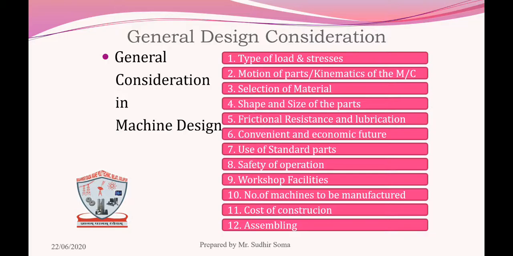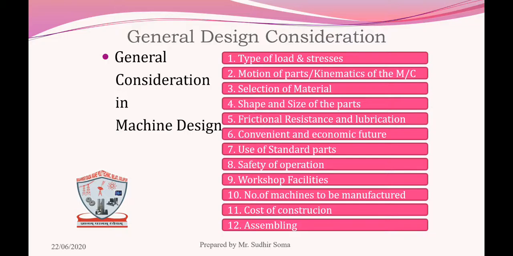So, what is the type of load? Various types of loads act on the machine component, because due to these, internal stresses are set up. The types of loads are steady load, fluctuating load, repeated load, etc. So what is the motion of parts? Successful operation of any machine depends on the arrangement of the parts which transmit the required motion.